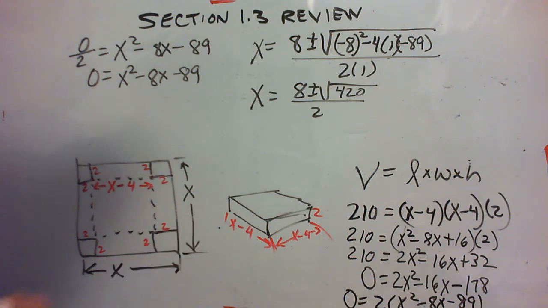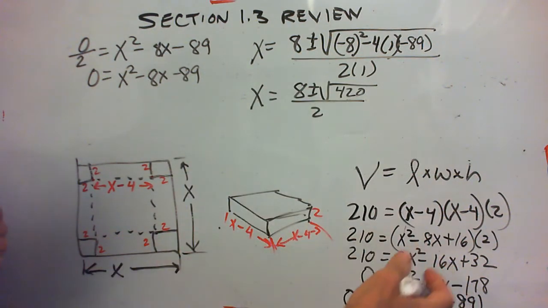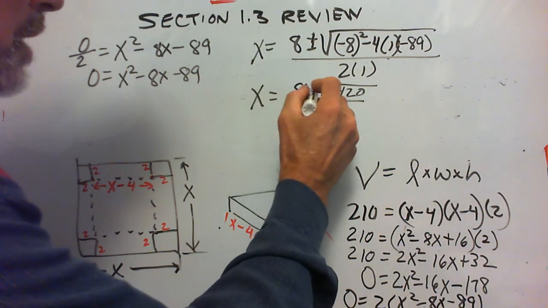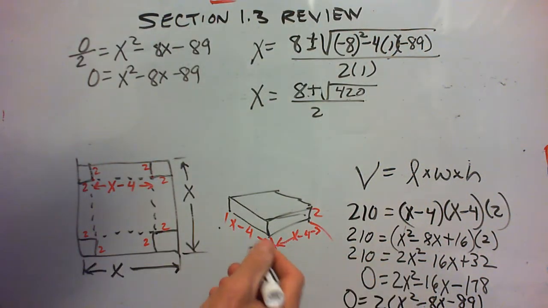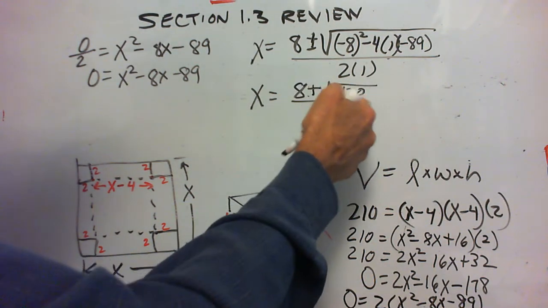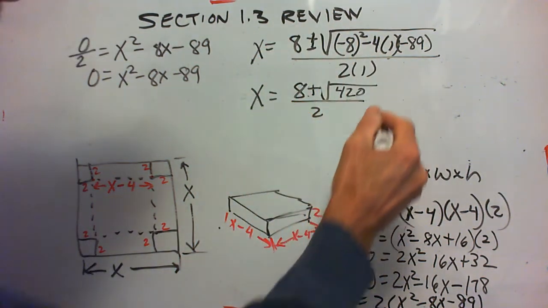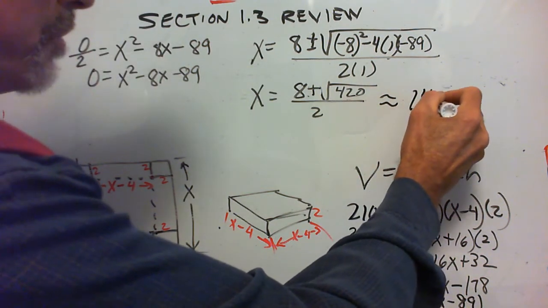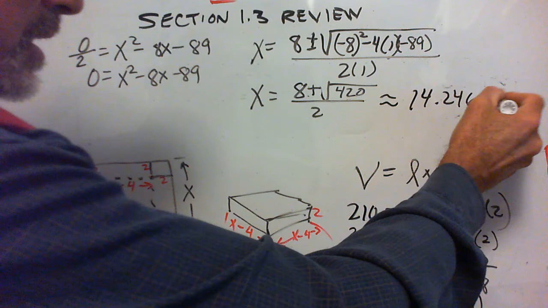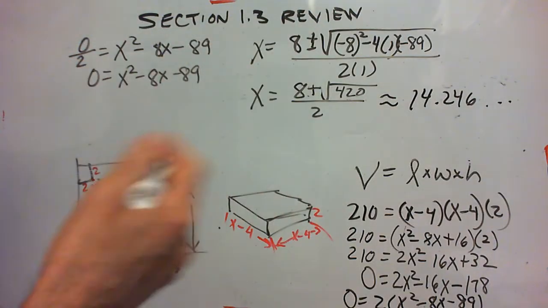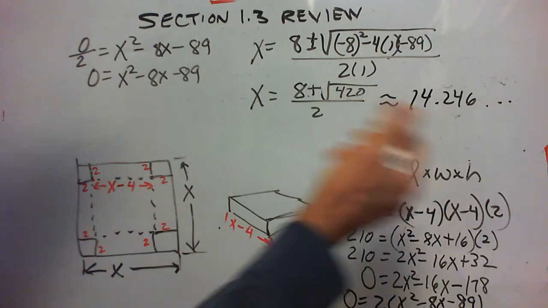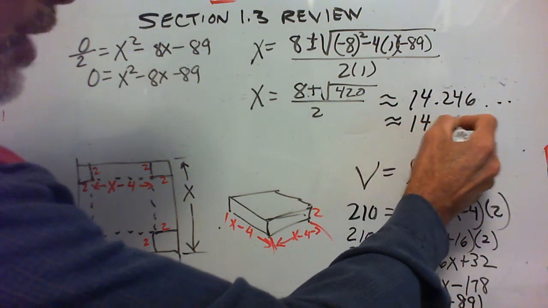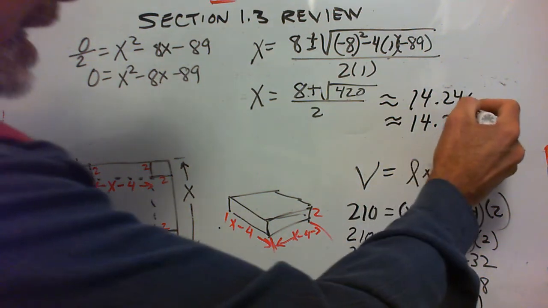Now, one of those answers will be negative, but we can't have a negative length. So actually, the only answer is going to be the plus answer. You can throw the negative one away. So take the half power of 420, add it to 8, and divide by 2, and you should get 14.246, which gives us more than enough decimal places. So if we're rounding it to 1 decimal place, 14.2, in this case, inches.